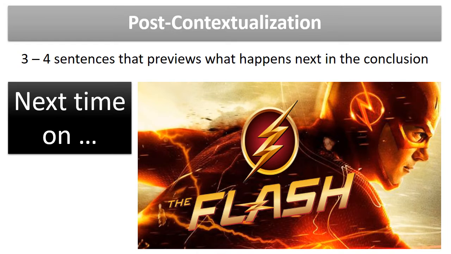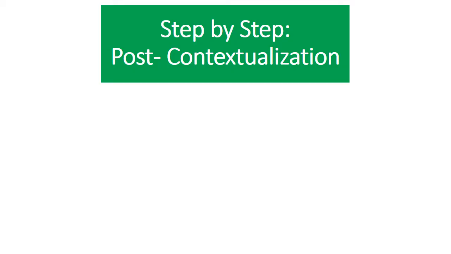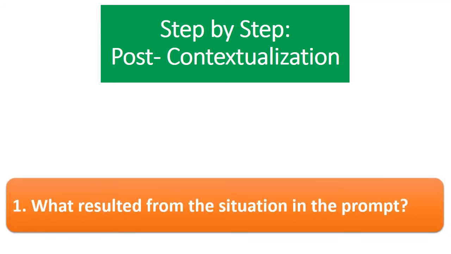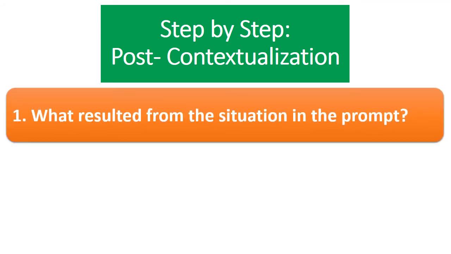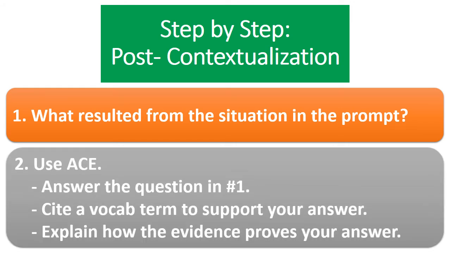All right, next I want to talk about the post-contextualization before we get to the overall structure of your essay. Remember, this is something that's telling me what's happening next. So here you're going to do post-context. Let's talk about the post-context real quick. We're going to try to answer the question of what resulted from the situation in the prompt. So if we're going in a linear timeline, you're going to talk about a result of the U.S. Constitution. You're going to use ACE, and you're going to answer the question number 1 and use a vocab term to support your answer.